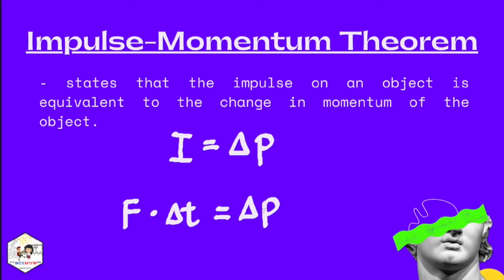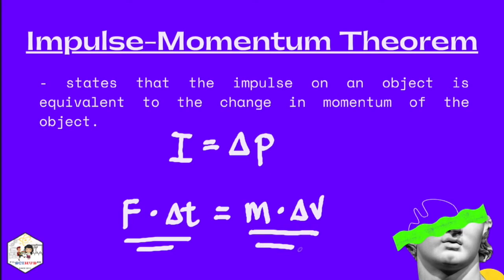Okay, so let me change this equation into its expanded equation, mass times change in velocity. So this theorem basically says that the value of force multiplied by the change in time, or impulse, is equal to the value of mass times the change in velocity. So in this theorem, we also assume that the mass of the object is constant. Okay, and the change in velocity causes the change in the momentum.